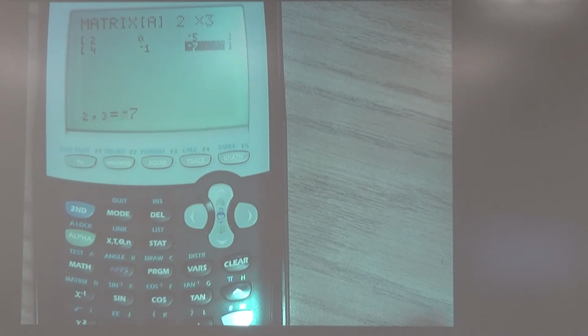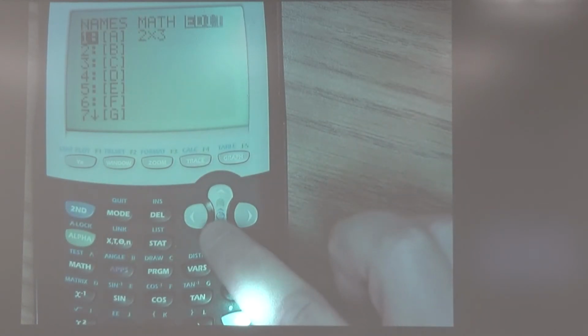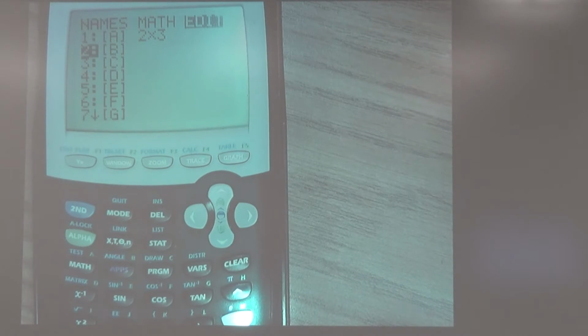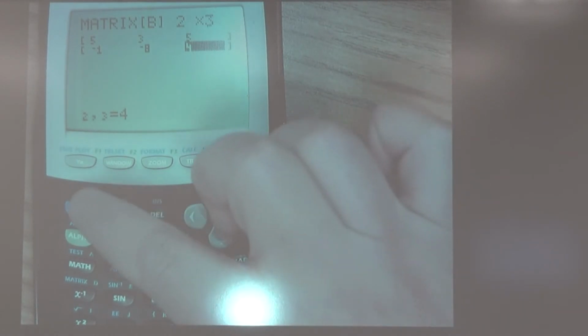And then we're going to go back into matrix again and edit. And now we want to edit matrix number 2, matrix B. We also want that to be a 2 by 3. And that one was 5, 3, 5. Negative 1. Negative 8. Positive 4. Enter one more time, make sure it's in there. Once our second matrix is ready, we are going to quit.